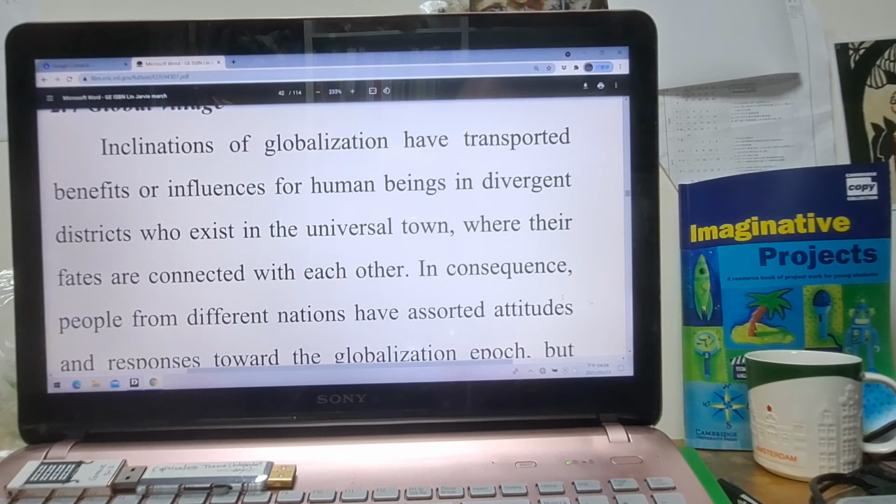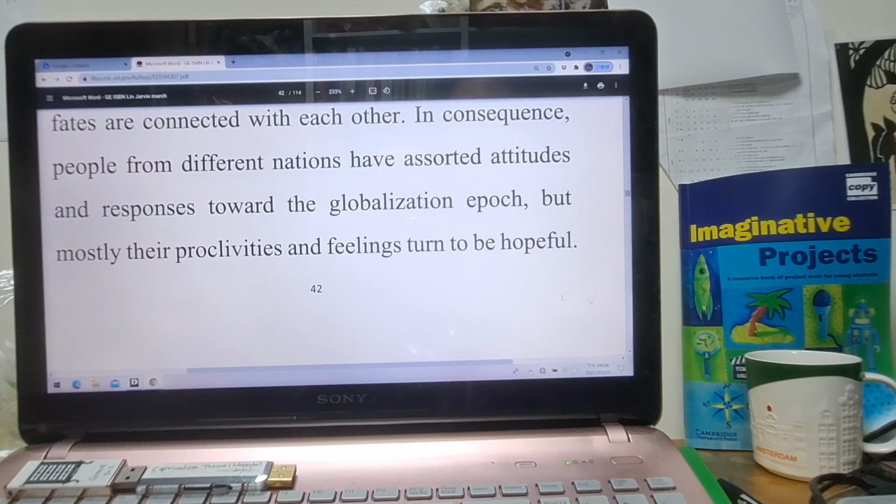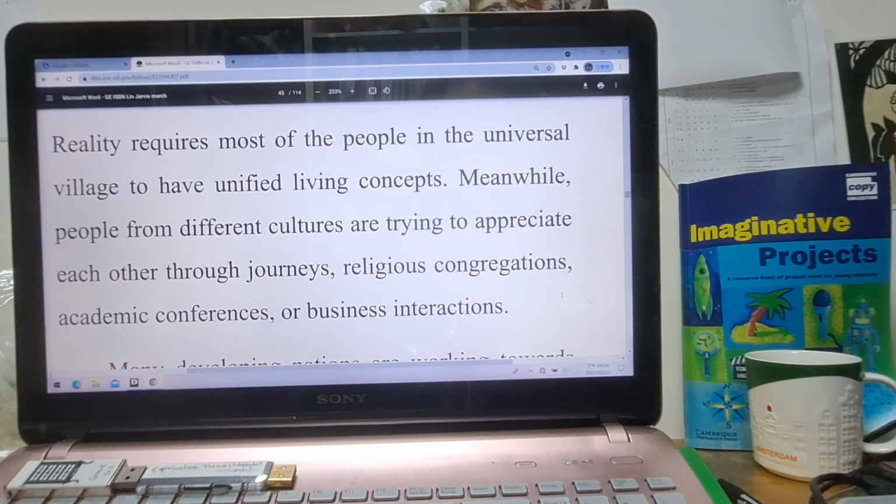In consequence, people from different nations have assorted attitudes and responses toward the globalization epoch, but mostly their proclivities and feelings tend to be hopeful. Reality requires most of the people in the universal village to have unified living concepts.